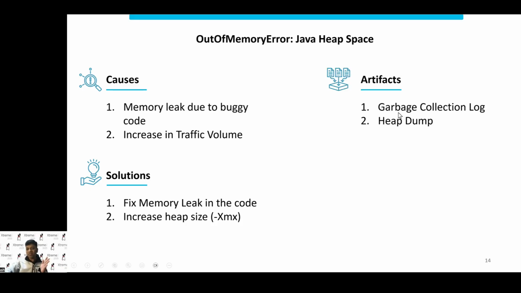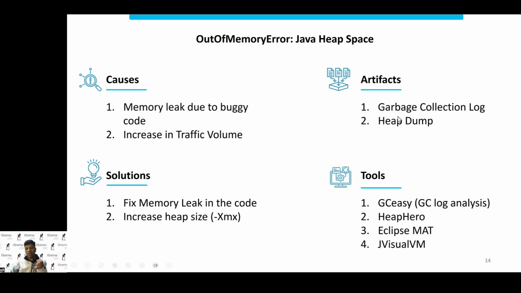And what are the artifacts you need to troubleshoot? You need the garbage collection log and heap dump. What are the tools you need? To do GC analysis, you need GCeasy, and to do heap dump analysis, you need HeapHero or these kinds of tools to do the analysis.